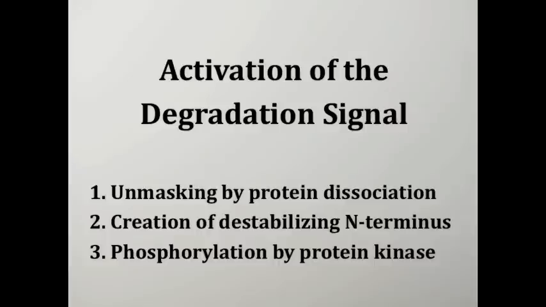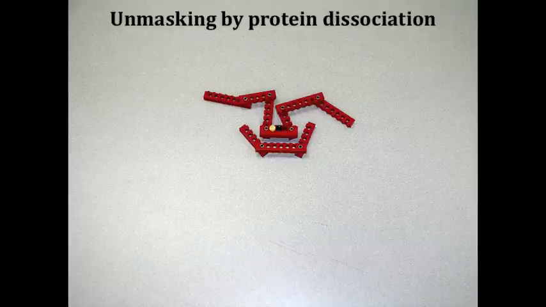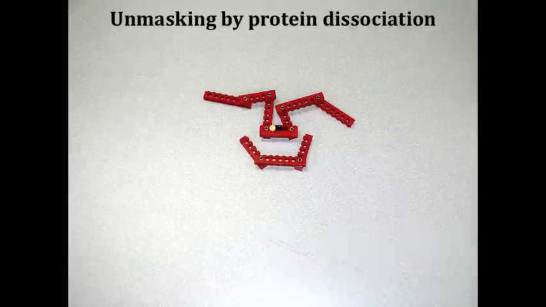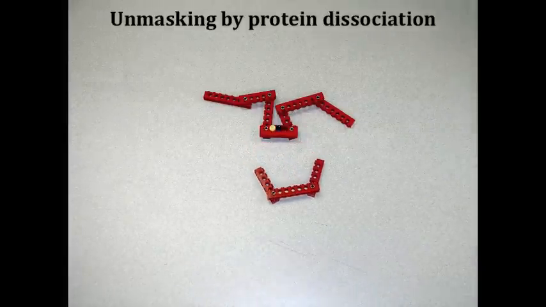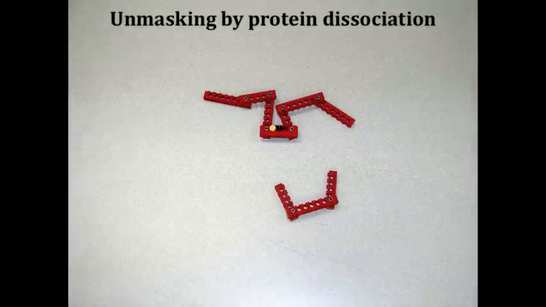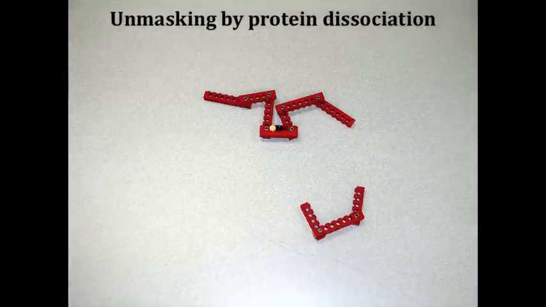One, the unmasking of a protein dissociation. Two, creation of a destabilizing N-terminus. And three, phosphorylation by protein kinase. So here we are showing you the unmasking of protein dissociation. So you've got one protein leaving the other, exposing the degron signal patch.